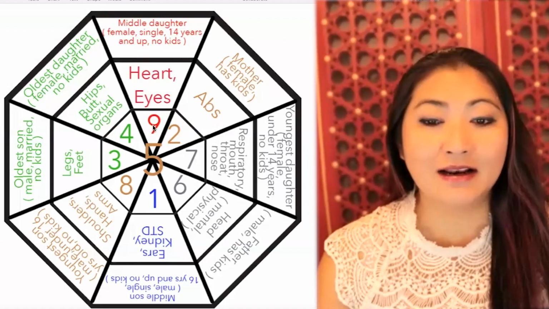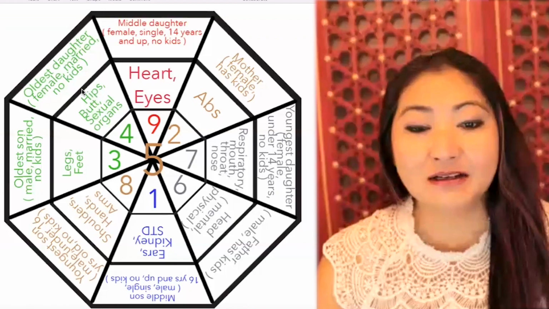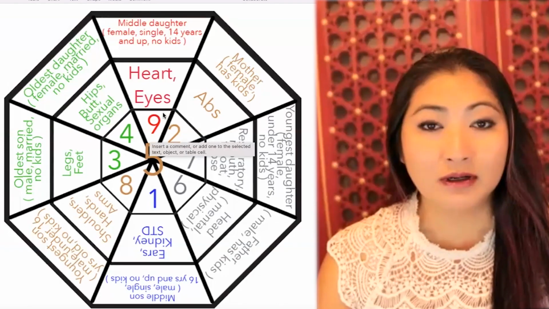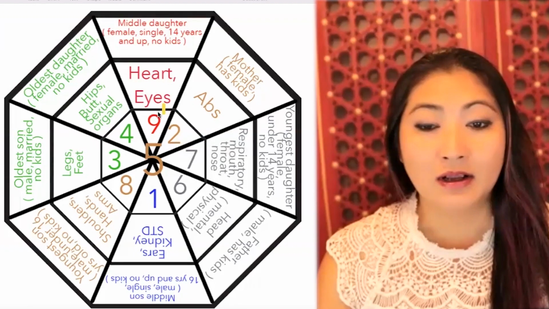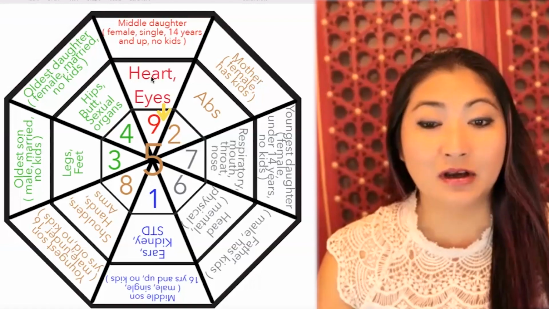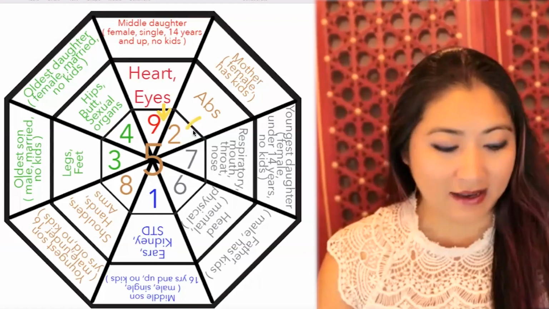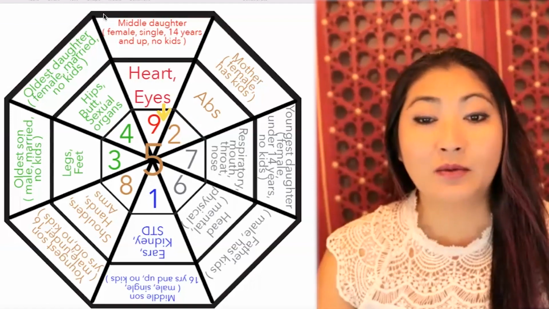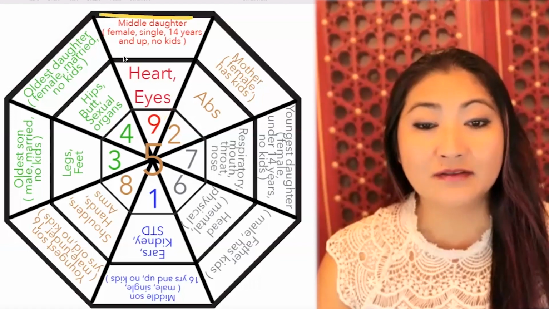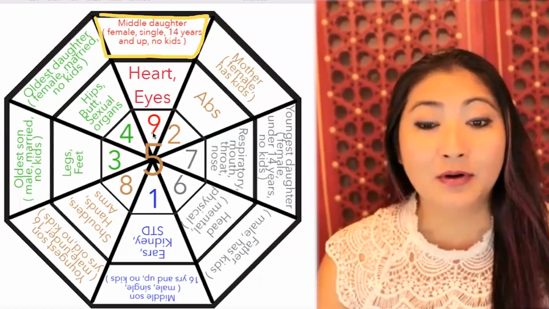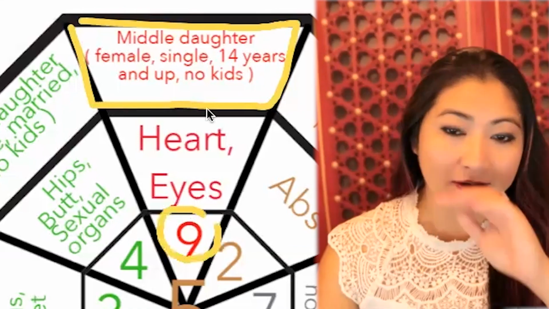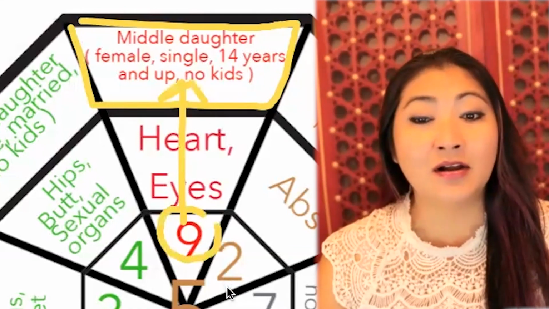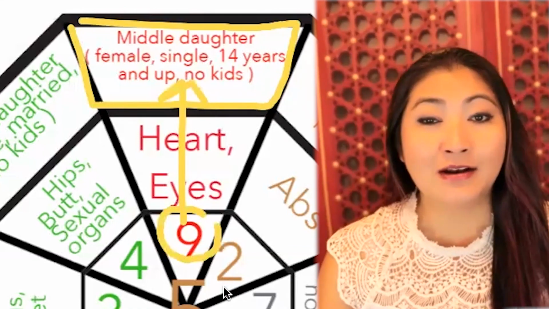So we have 9 numbers in flying stars, right? And each of these numbers relate to their own body parts, just like how number 9 will have impacts on the heart and the eyes. Number 2 will have impacts on the abs and so on and so forth. But we've also covered in a previous video how, for example, number 9 is linked to the middle daughter, meaning a female who is single, older than 14 years old and no kids.